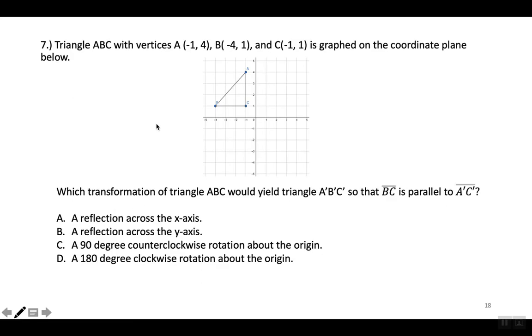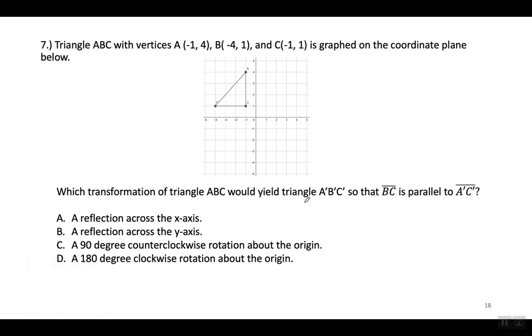Number 7. Triangle ABC with vertices A, B, and C is graphed on the coordinate plane below. Which transformation of triangle ABC would yield triangle A prime, B prime, C prime so that segment BC is parallel to segment A prime, C prime?